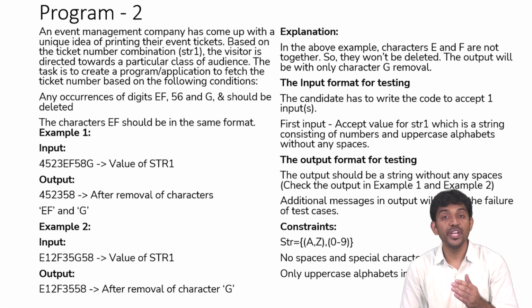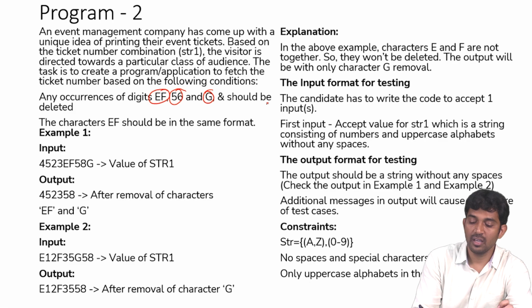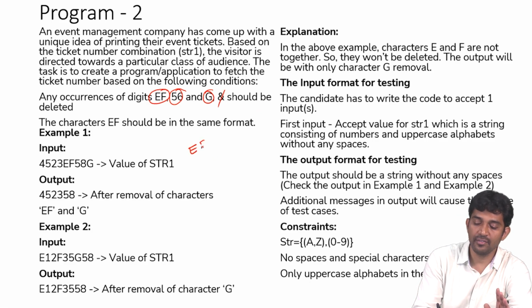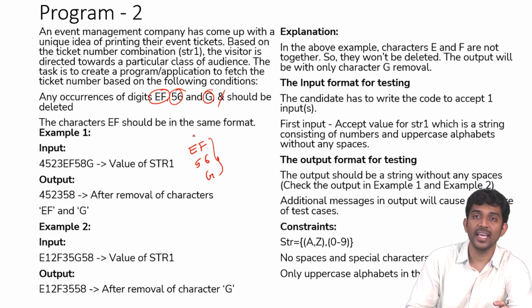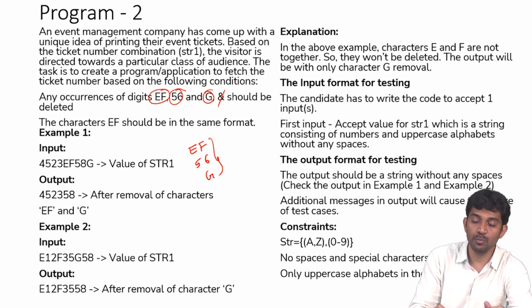So what is our task here? We need to retrieve the ticket number, and any occurrence of the digits EF, 56 and G should be deleted. If the ticket number contains any of these three, EF, 56 or G, then you need to remove that particular string.